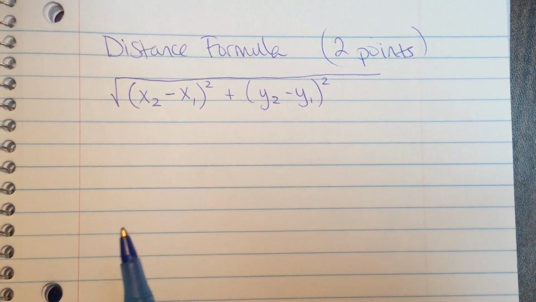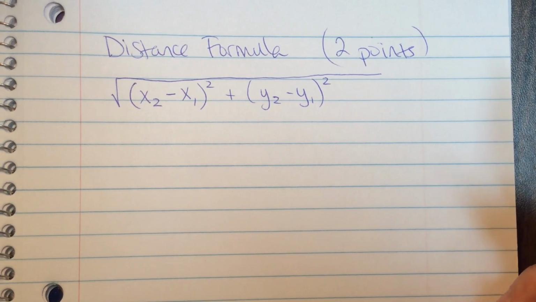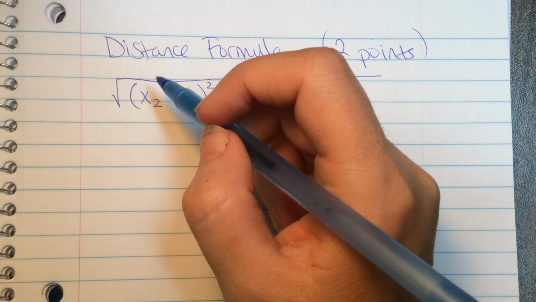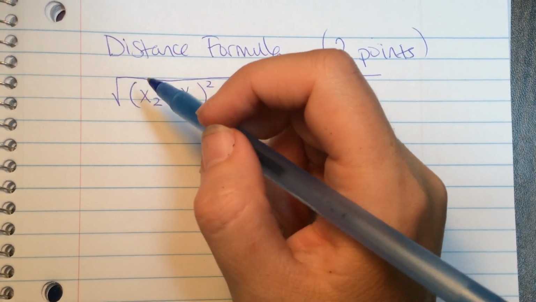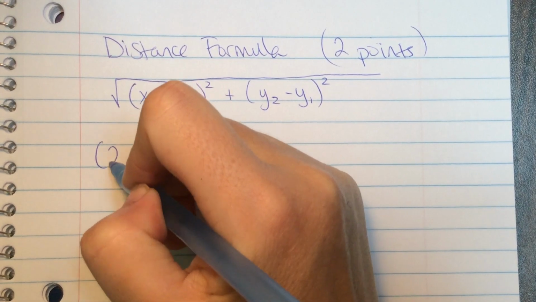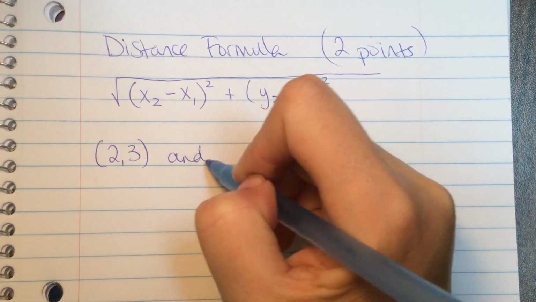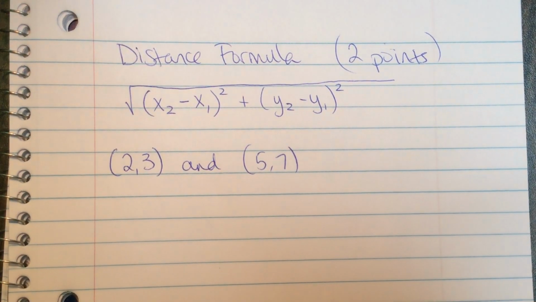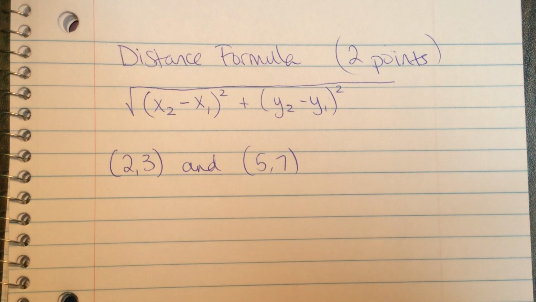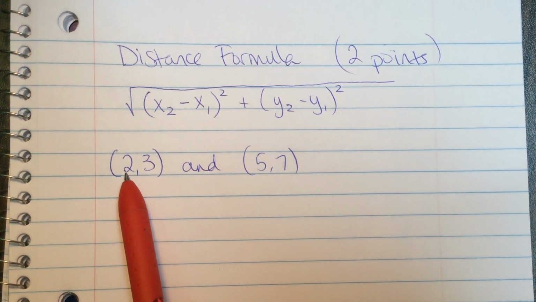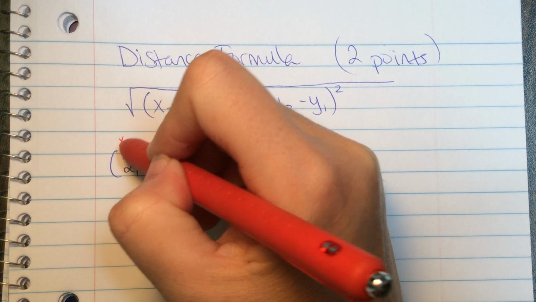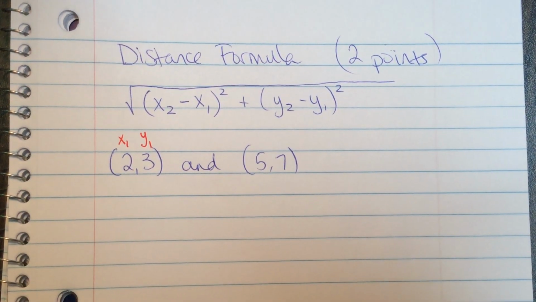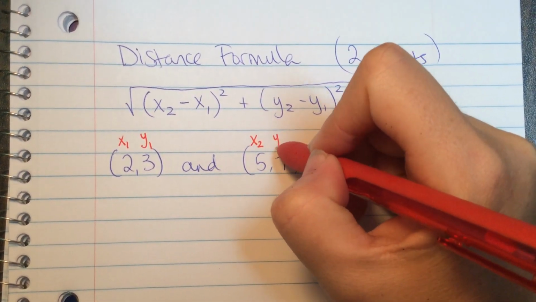So let's just try one, and hopefully it won't be that bad. So let's say that we were doing the distance between 2, 3 and 5, 7. Okay, so I'm going to label the points because it's really important that we know what's what. X comes first, just like in the alphabet too. So x1 and then y1. Then x2 and y2.